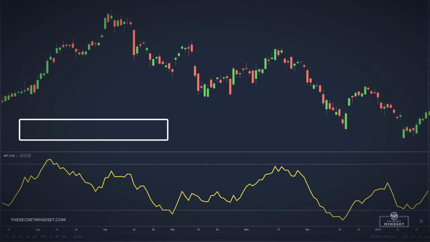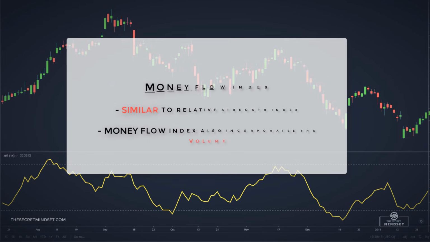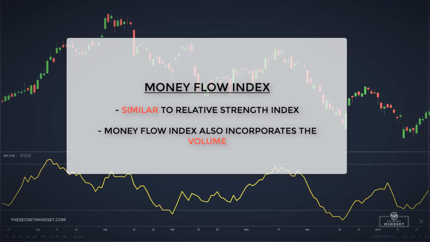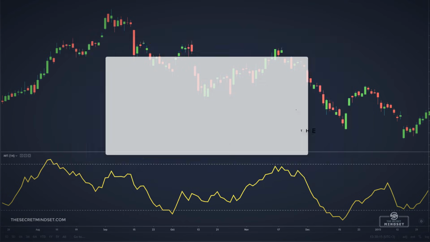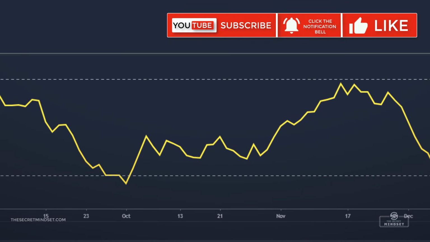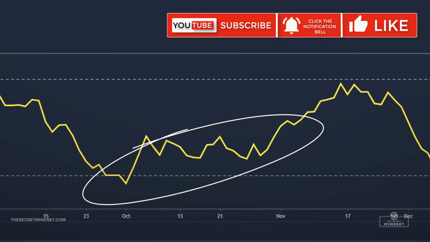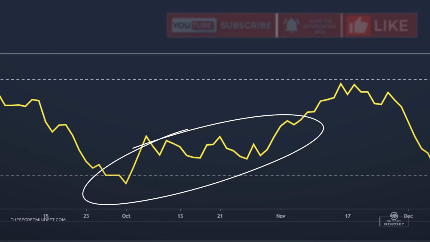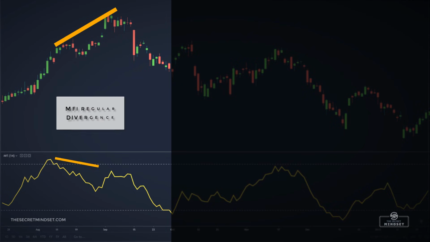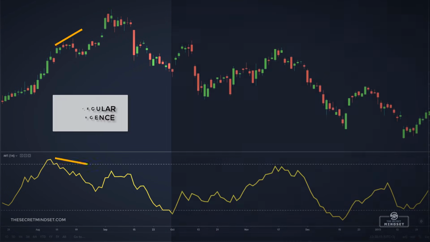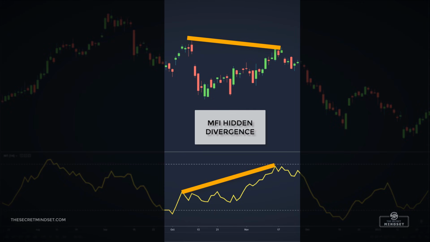I also use the money flow index for spotting divergences. This indicator measures the strength of money flowing in and out of a security or a stock. The money flow index is related to the relative strength index, but with a twist. While the RSI only incorporates price, the money flow also incorporates the volume. The money flow index is great at spotting divergences because it also has a big advantage. It incorporates the volume. In this example, we have a clear regular divergence and a hidden divergence here.